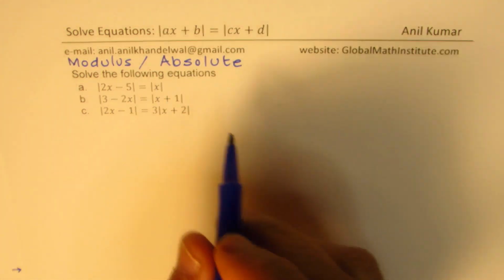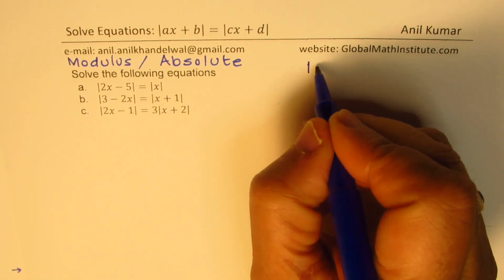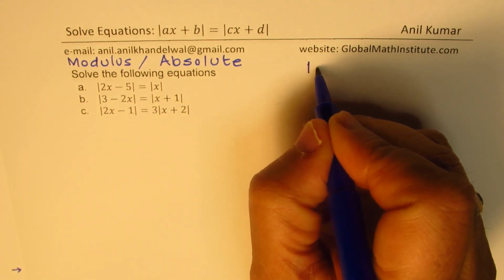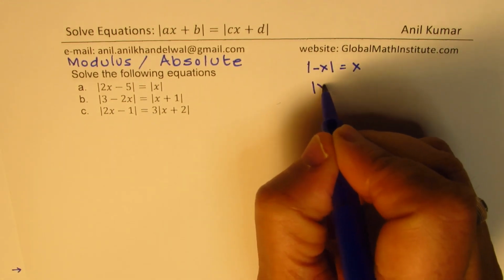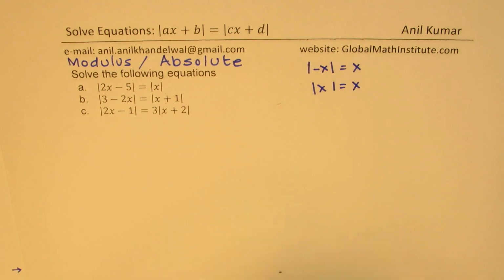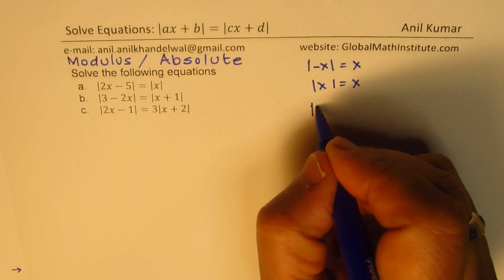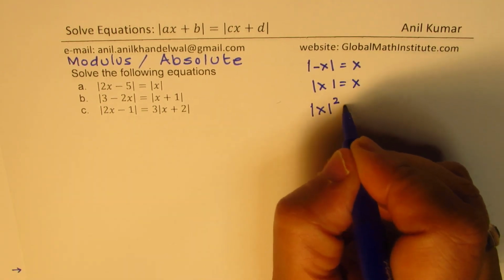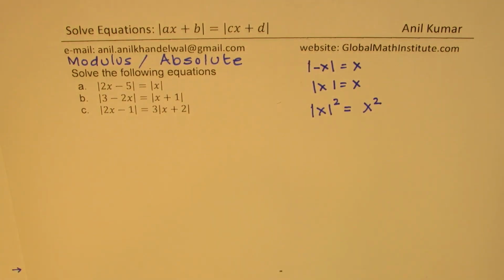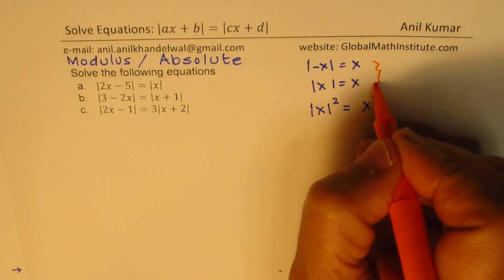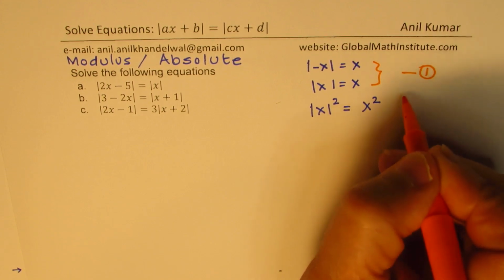So when we say modulus or absolute values, let's remember that if I say minus x, absolute value is x, and plus x, absolute value is also x. Correct? That is important to understand. Another thing is that the absolute value square is always equal to x square. So these are the two things which we'll keep in mind while solving all the equations.